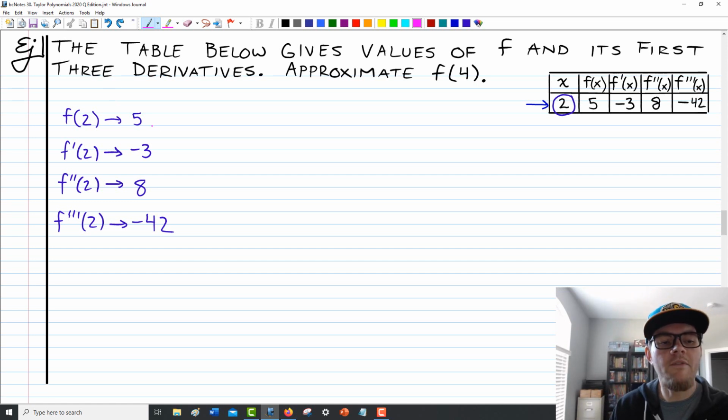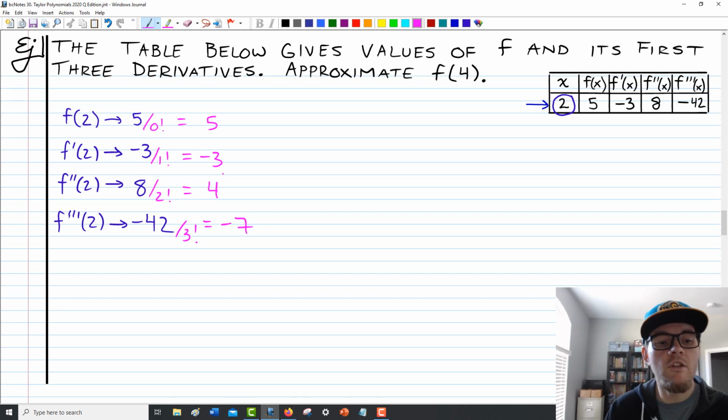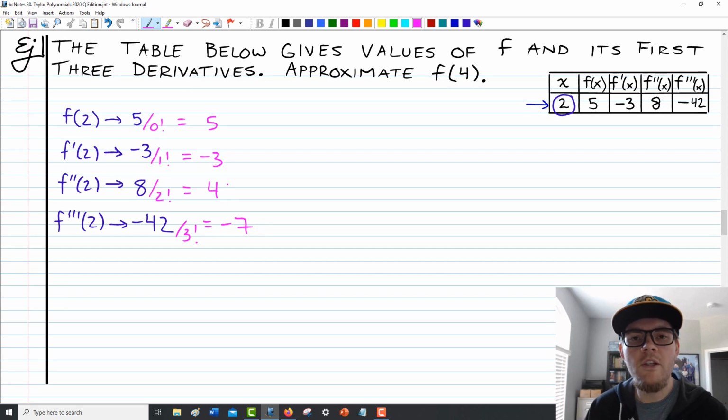Having done this, we've got our values of f. So we've accomplished the beginning of this. Now we need to divide by the factorials: 0 factorial, 1 factorial, 2 factorial, 3 factorial. Setting these equal, we get 5. We get negative 3. We get 8 over 2, which is 4. And negative 42 over 6, which is negative 7. Interestingly enough, from the information we have, it looks like we have an alternating polynomial. Not that it matters for now, but it is what it is.